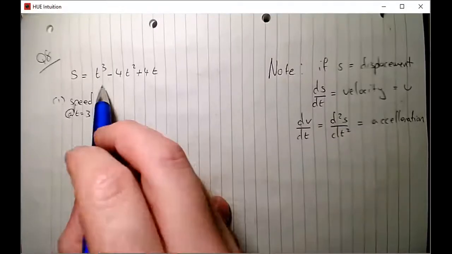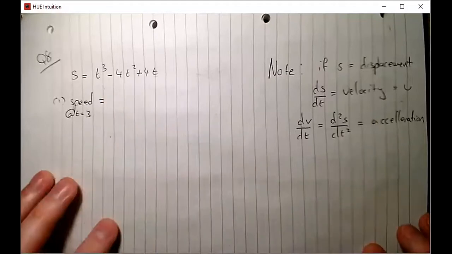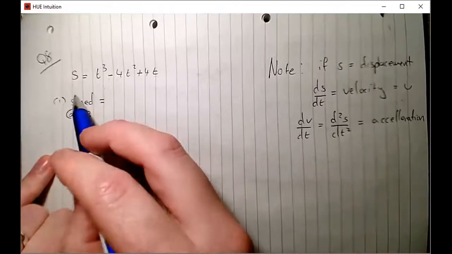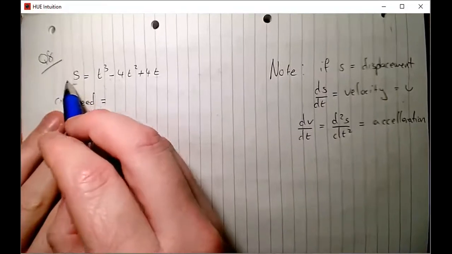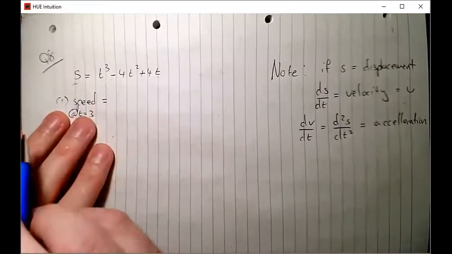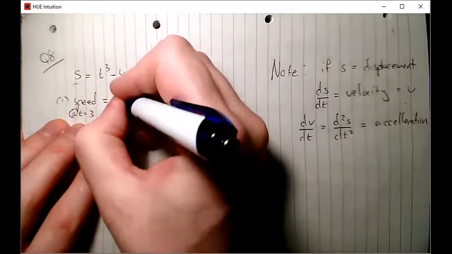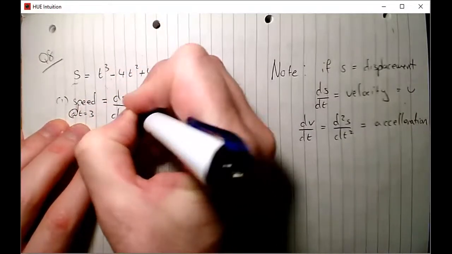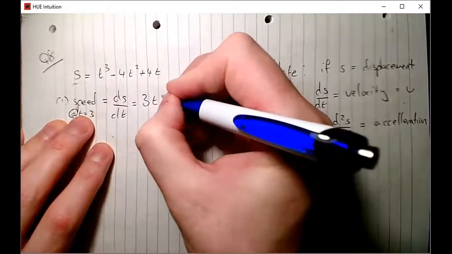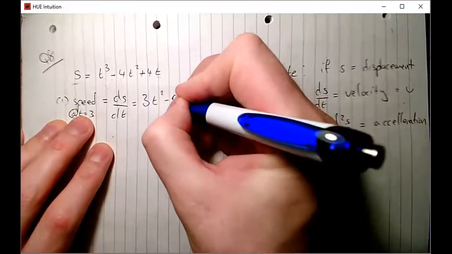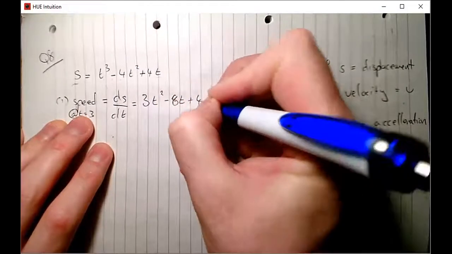So here's our function. It's a cubic. Our speed, well, speed is the rate of change of distance with respect to time. How fast you're traveling, how far you're traveling each second, is ds/dt. So for us, the speed function at any time t is given by 3t squared minus 8t plus 4.